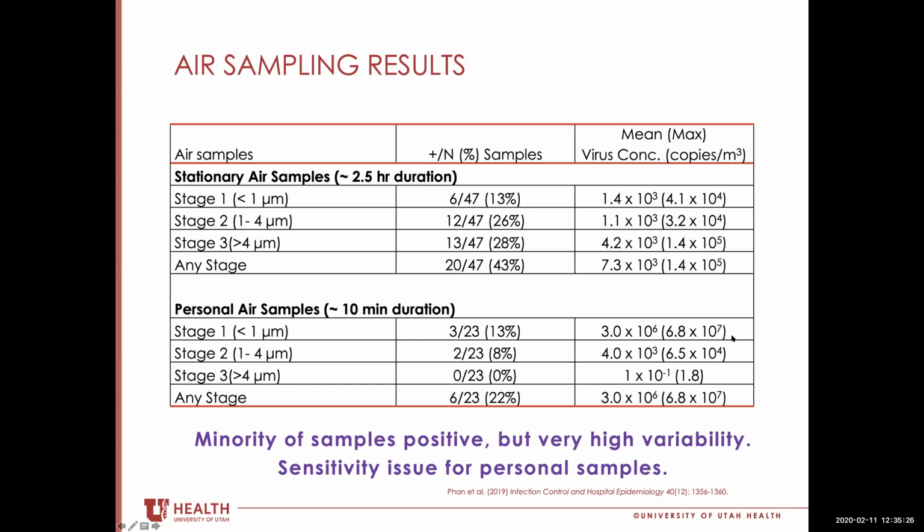One thing to note, though, is that the virus concentrations in the personal air samples were relatively high compared to the stationary air samples, which makes sense because the healthcare workers generally were close to the patient. But they were on the order of 10 to the 6 or 10 to the 7 when they were positive. So this is a mean of the positive samples, not a mean of all of the samples. But this is important because it suggests that healthcare workers will have moments where they have high potential exposures. And this is not really surprising.